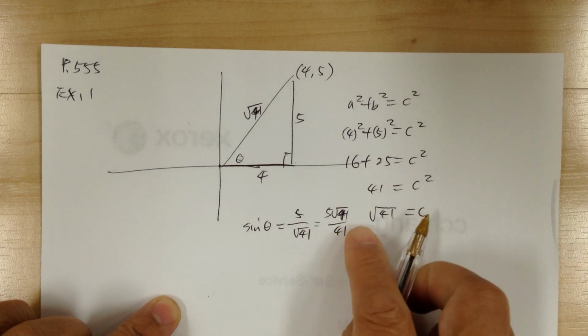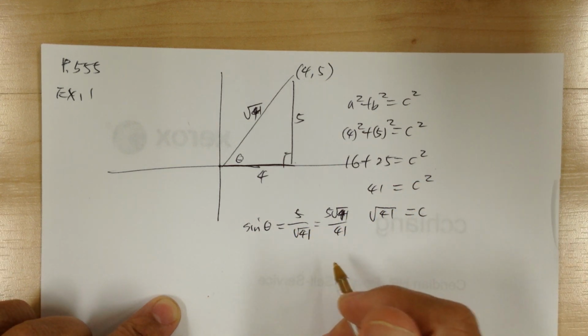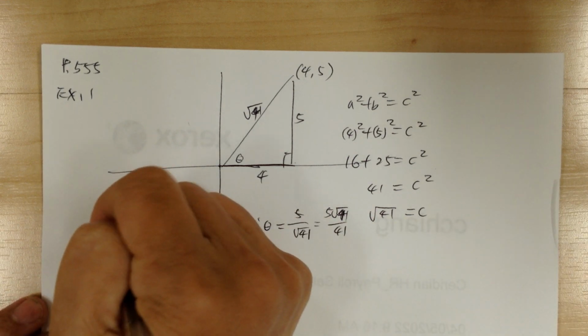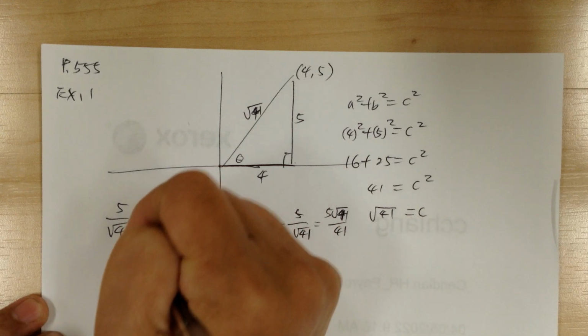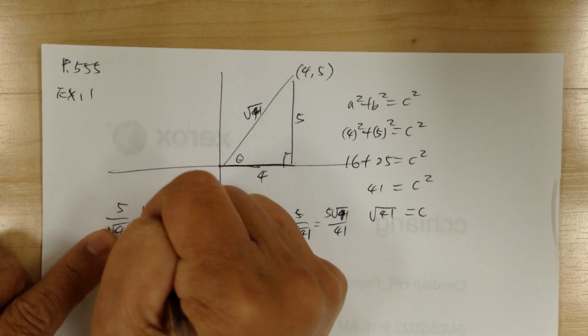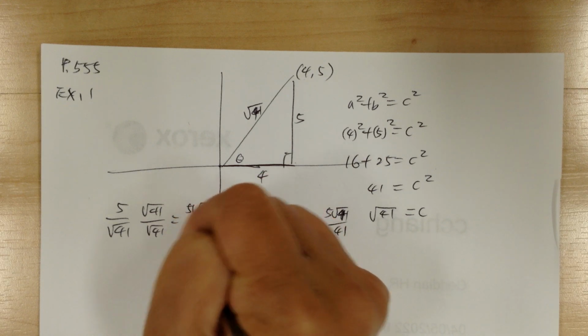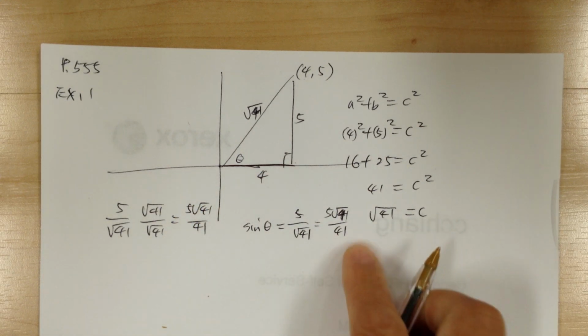Okay? So you need to just go ahead and simplify that. Now if you don't remember how to do this, remember you learned this from an earlier chapter, right? So 5 over square root of 41, to get rid of the square root, you just multiply by the square root, right? And so this will equal 5 square root of 41 over 41. Okay, that's where I get this from.